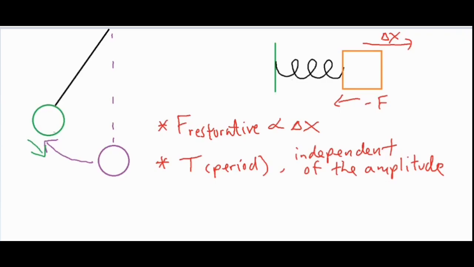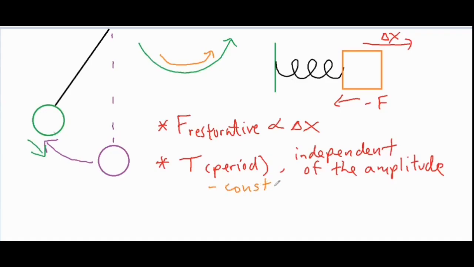So what I mean by that is, if this object over here that's on the pendulum swings back and forth in a really wide, full arcing motion, or if it swings back and forth in a short little arc, no matter how much you pull that pendulum back and let it go, its period, the amount of time it takes to swing back and forth, is going to remain constant.